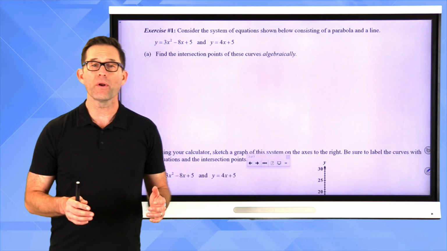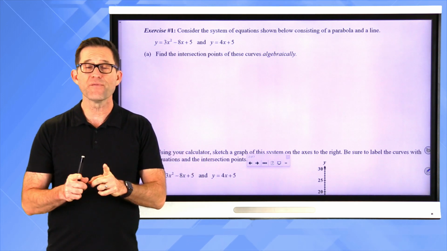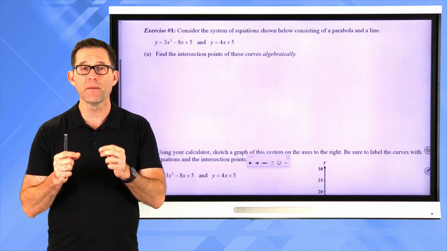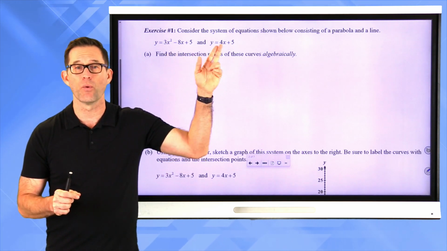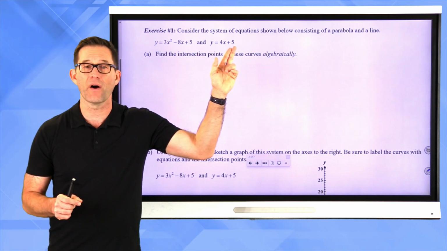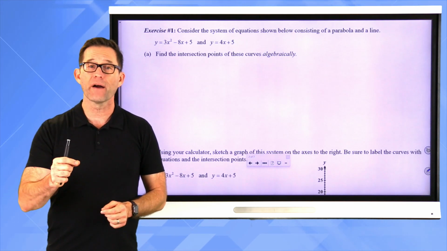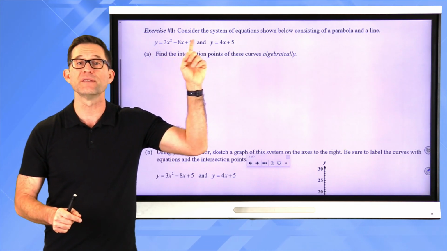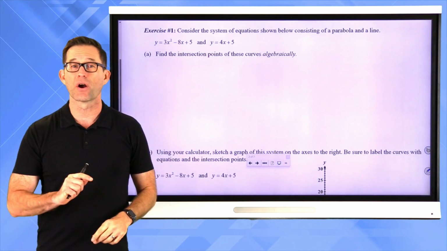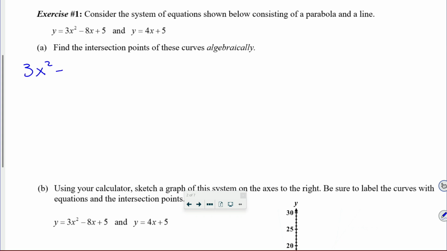All right, so we want to find out where this line crosses that parabola. Now, because of that, our first step is always going to be basically to set the two equations equal. Because by setting 3x squared minus 8x plus 5 equal to 4x plus 5, what we are literally doing is asking the algebra to find all the values of x where this y value is equal to this y value. So let's start with that step. Here we go. We're going to have 3x squared minus 8x plus 5 equal to 4x plus 5.